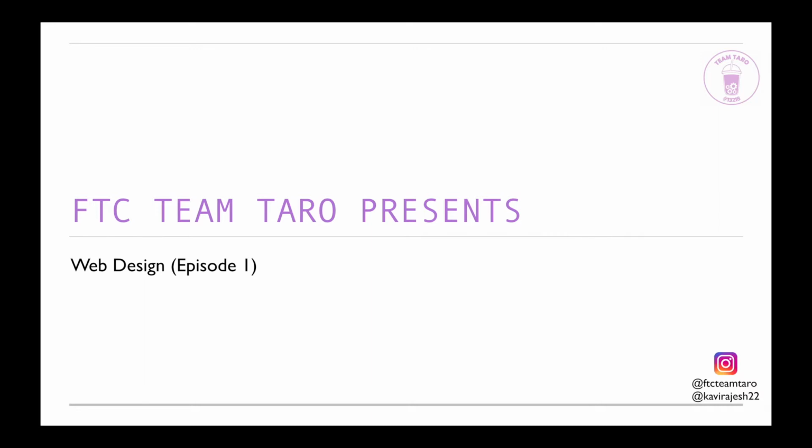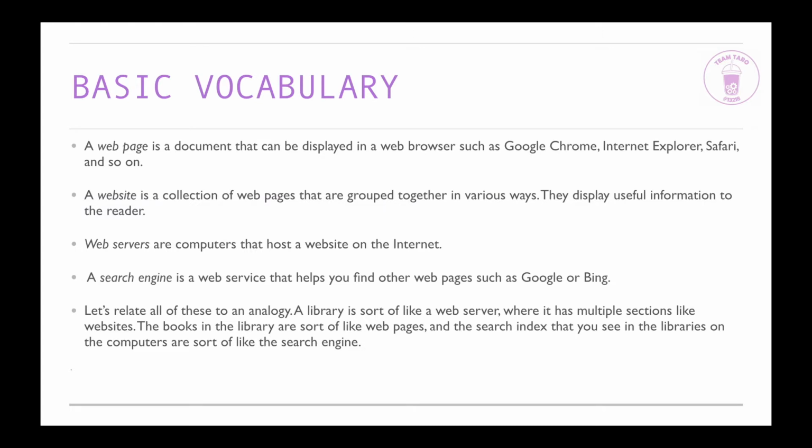For now, we're gonna just be jumping in to what web pages and web browsers and web servers are before we really explore more. So some basic vocabulary. Touched on this in the intro, but a web page is a document that can be displayed in a web browser such as Chrome, Safari, and other engines that you see.